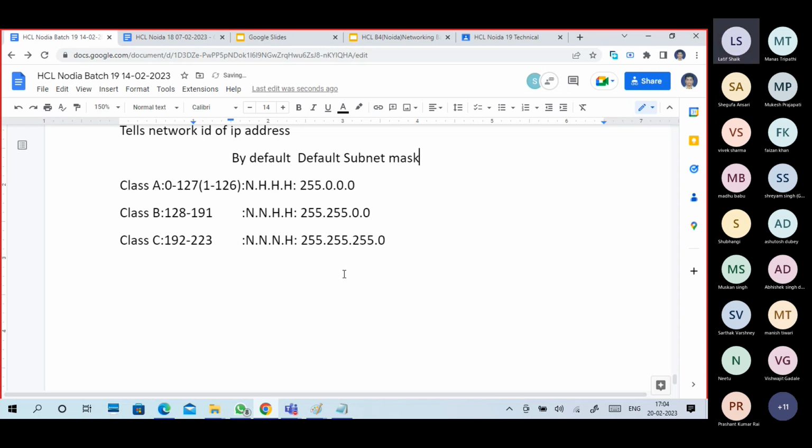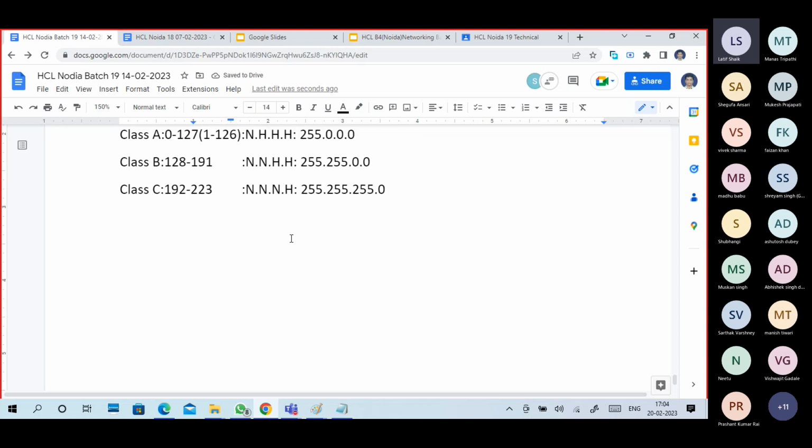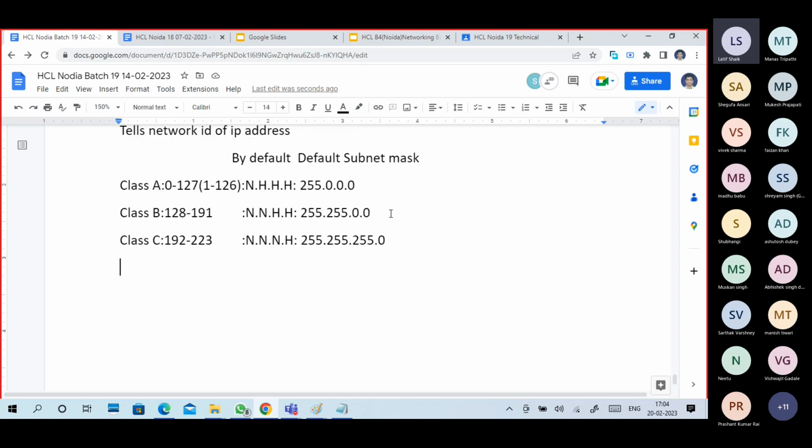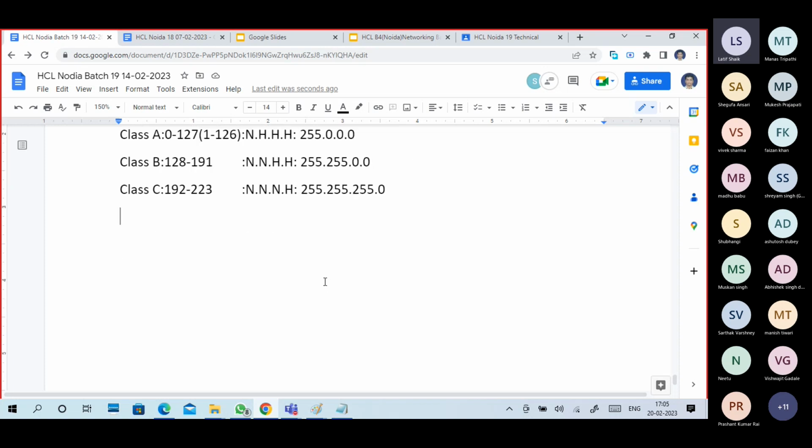So for class A, if you take a class A IP address, the default subnet mask is 255.0.0.0, and if you take a class B IP address, 255.255.0.0, class C 255.255.255.0. These are the class C IP addresses. Okay, so these are the subnet masks for different classes. Default means it can be changed. Okay, but how does it divide network and host portions?